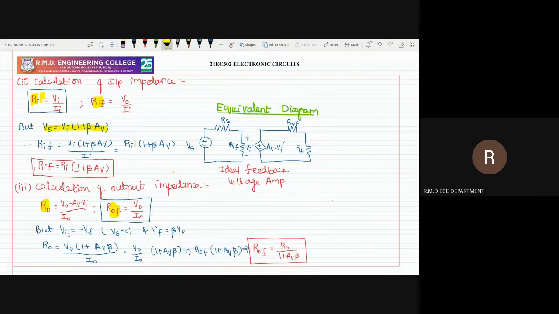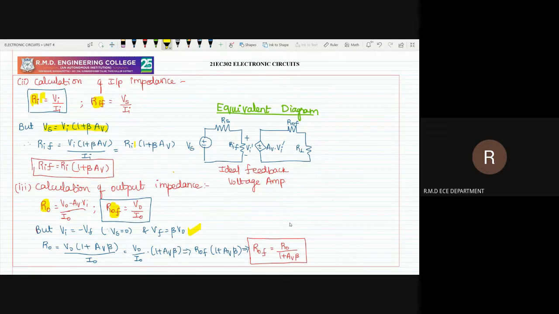Then there will be a simple substitution: VI equal to minus VF. While getting this equation, you are getting in step 2, previously calculation of gain. In that, you have to make short circuit that voltage equal to 0. Because we are finding out output impedance, therefore you are making the input side, the input source, 0. So finally, VF we already know will be equal to beta into V naught. After substituting, we are getting the ROF equal to R naught by 1 plus AV into beta.